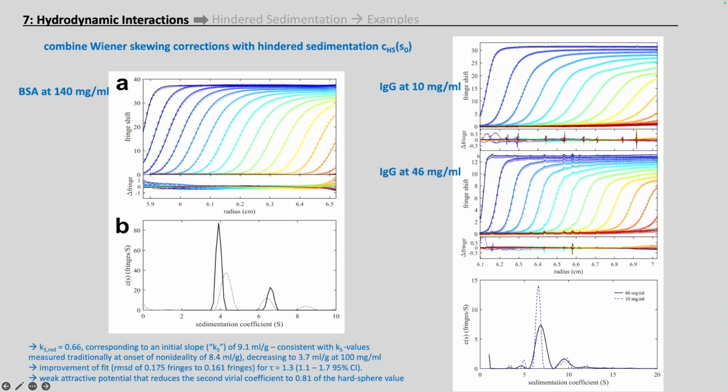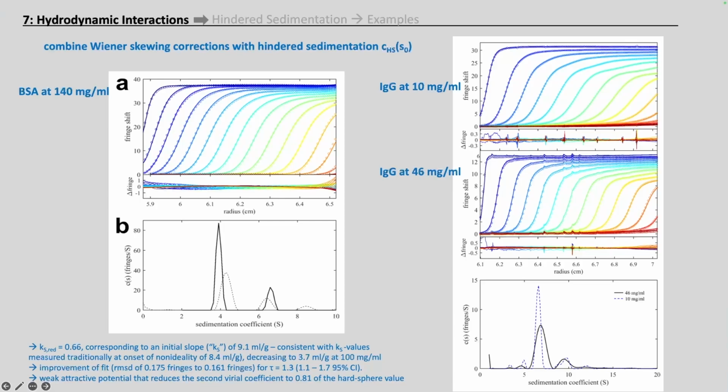And here you see BSA at 140 mg per mil. This data was acquired in 3D printed 1 mm path length centerpieces. We can resolve the monomer from the dimer and find the dimer percentage is pretty stable. From the same fit, we learn that the reduced Ks is 0.66, which corresponds in the limit of low concentrations to a Ks value of 9.1 ml per gram, nicely consistent with the value of 8.4 ml per gram measured previously at lower concentrations.